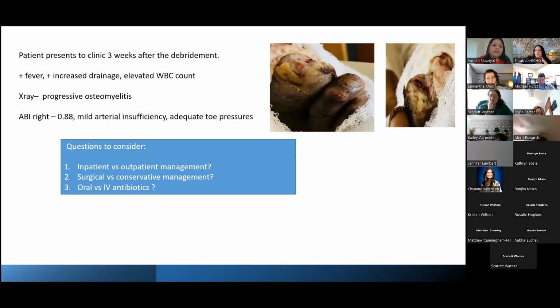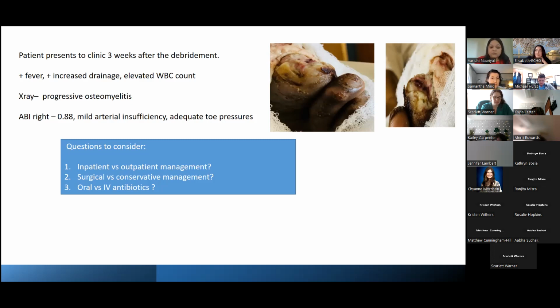But now there's fever, there's increased drainage and purulence, there's increased leukocytosis. The X-ray is now showing progressive osteomyelitis. So we asked for ABIs, and the ABIs showed mild arterial insufficiency on the right, but adequate toe pressures. So the question to consider is, does this patient need inpatient versus outpatient management?